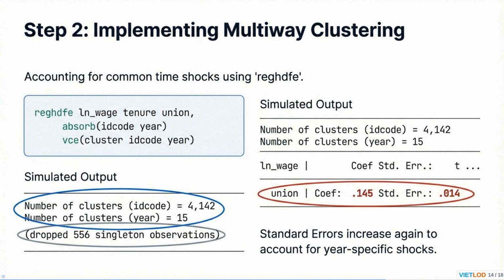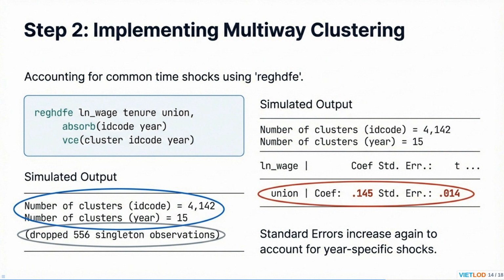But we've only accounted for one dimension of correlation. Now, let's move on to implementing full multi-way clustering to also account for time shocks. In this second step, we fully implement multi-way clustering. We use the reghdfe command, specifying both idcode and year in the absorb option to control for high-dimensional fixed effects.